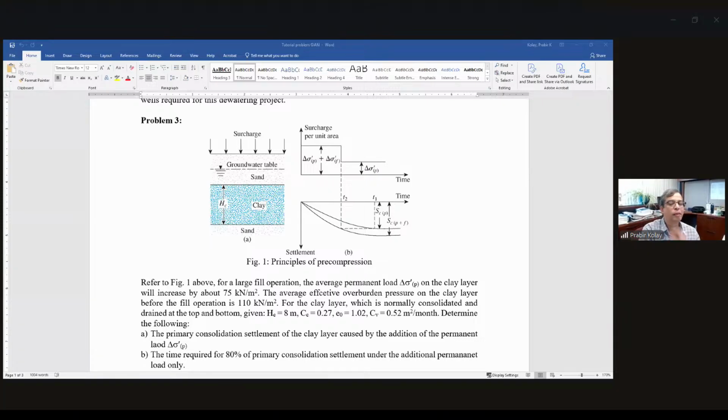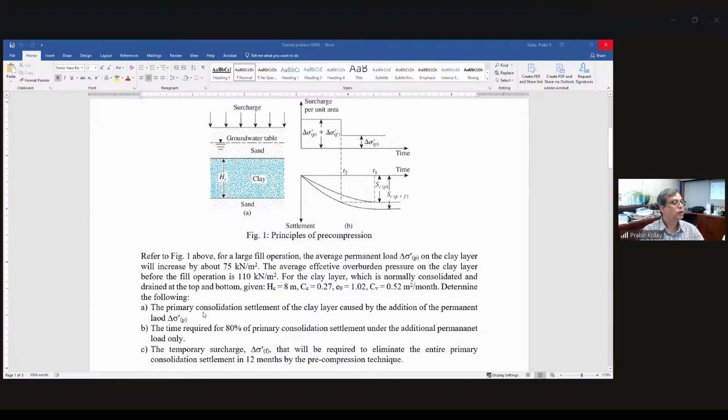Can you see now the problem? Okay. This problem over here, because I'll be using the graph and charts also. Here in this problem, there is a field operation taking place, and the average permanent load on the clay layer is given as 75 kilonewton per meter square. Average effective overburden pressure for the field operation is 110. Height of the clay layer is 8 meter. Cc is given, e0 is given, Cv is given. So the first thing is the primary consolidation settlement caused by the addition of permanent load.